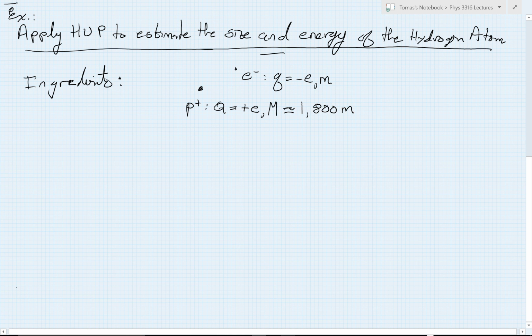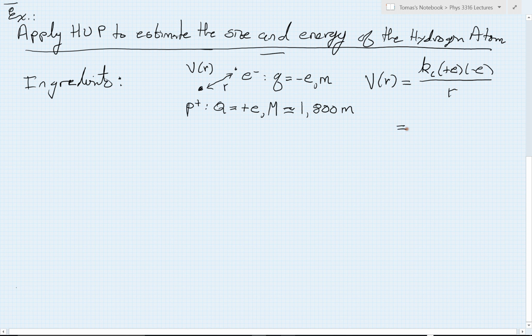And finally, in addition to these two basic constituents, we have the interaction between them. There's a potential V of r, and that potential is the third ingredient. It's the Coulomb potential. It's Empedocles' attraction and repulsion, love and strife. So that potential V of r takes the form of Coulomb's constant times the product of the charges, a plus e and a minus e, divided by the distance between the two particles, r. So this will be my separation r.